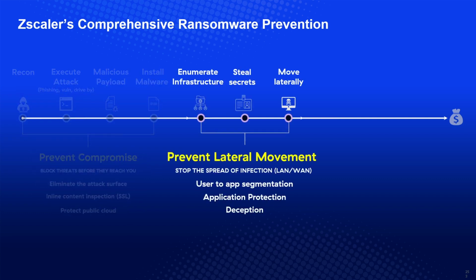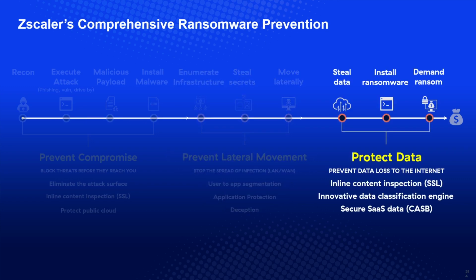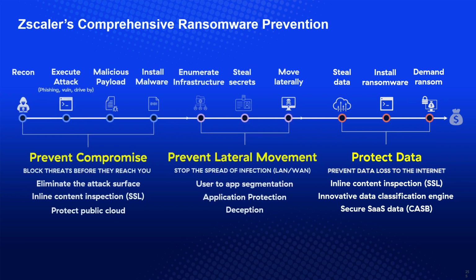They will move laterally as part of the next stage. This is where Zscaler's user-to-app segmentation, app protection, and deception technologies allow you to reduce that blast radius to the user that actually made the mistake. And then finally, thereafter, your data. Just like we saw, they're exfilling a large volume of data. This is where DLP with contextual control and AI/ML-based data classification allows you to set granular policies to prevent the data from leaking out.